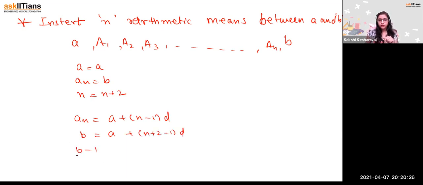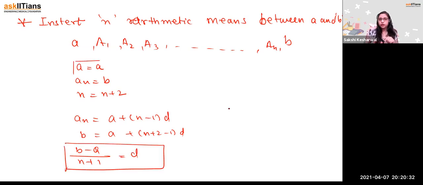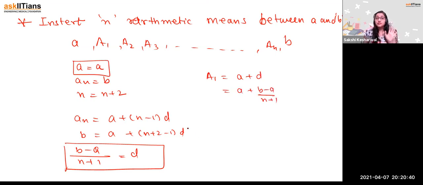B minus A divided by what? N plus 1 is equal to what? Once you have the D and once you have the A, can you get the value of A1 or not? So A1 is equal to what? A plus D, which is equal to what? A plus (B minus A) upon N plus 1. Right or not? Yes or no?